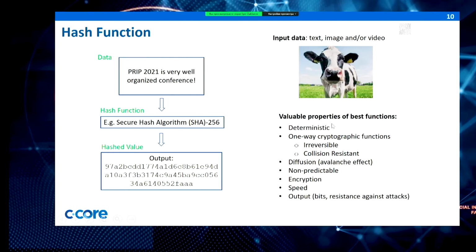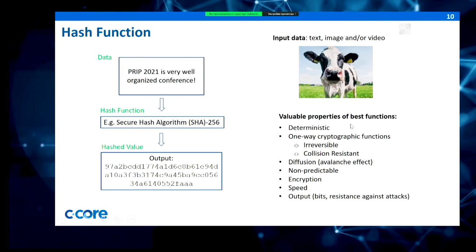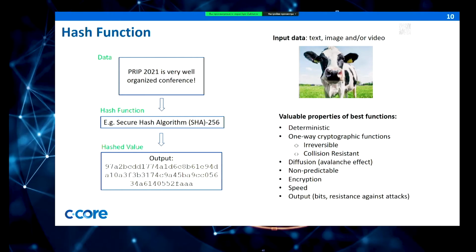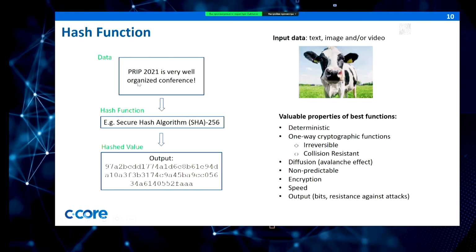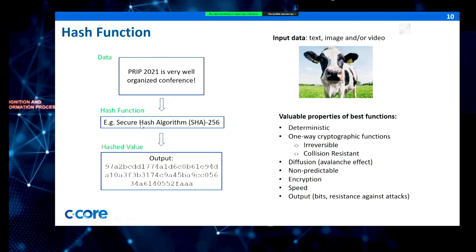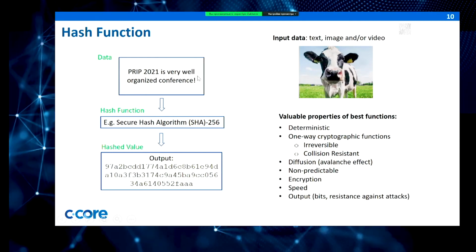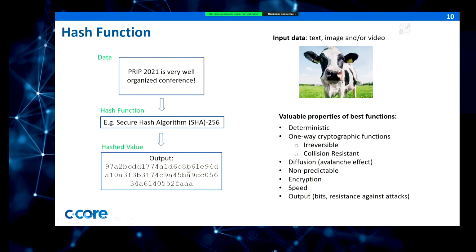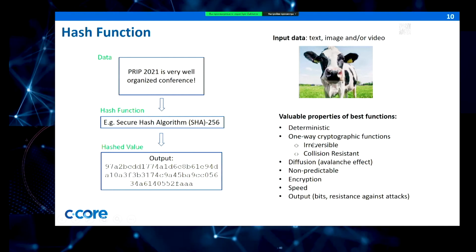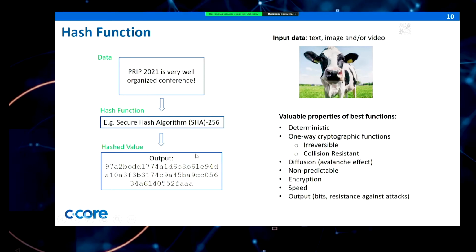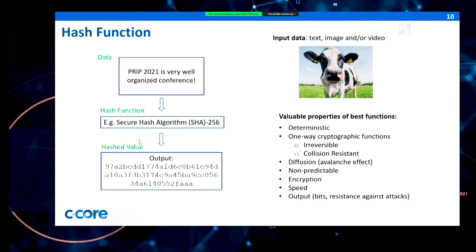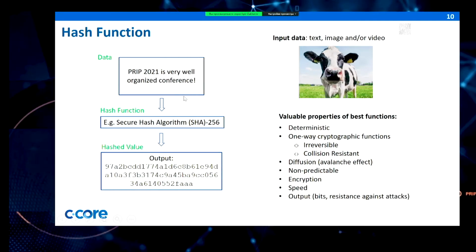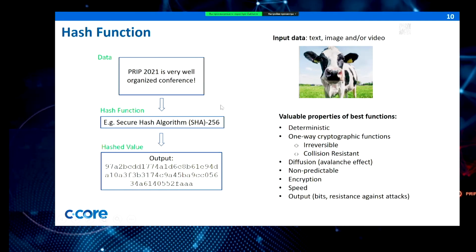The desirable properties of good algorithms, because there are many of them, are these. First, it's deterministic, so every time you execute the hash function with the same input, you will have the same output. Second, it is a one-way cryptographic function, which means irreversible: when you have the output, you cannot restore the input message. And third, diffusion, which I will demonstrate.